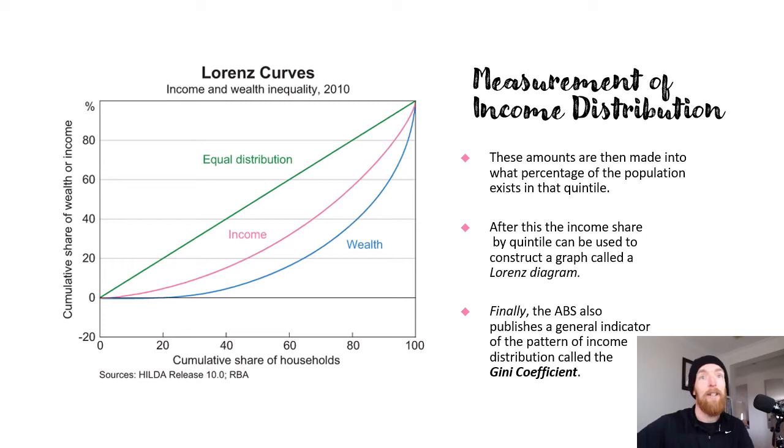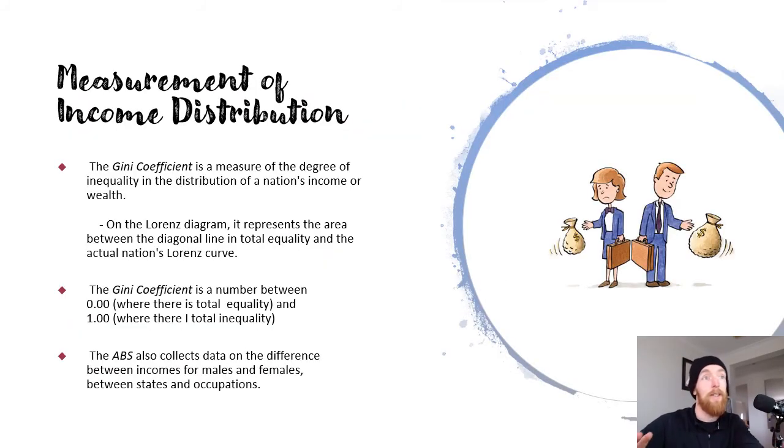So finally, the ABS publishes a general indicator of the pattern of income distribution called the Gini coefficient, which is basically a number between 0 and 1 that highlights how much inequality exists in Australia. The Gini coefficient is a measure of the degree of inequality in the distribution of a nation's income or wealth. And on the Lorenz diagram, it is the area between the diagonal line of equality and the actual nation's Lorenz curve.